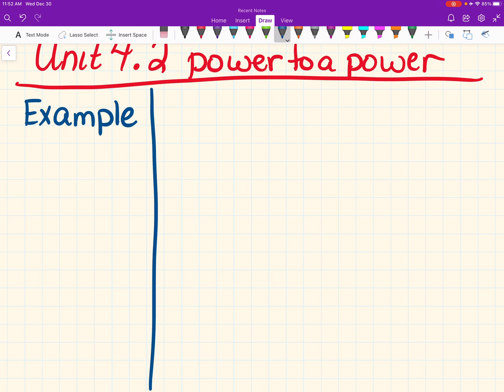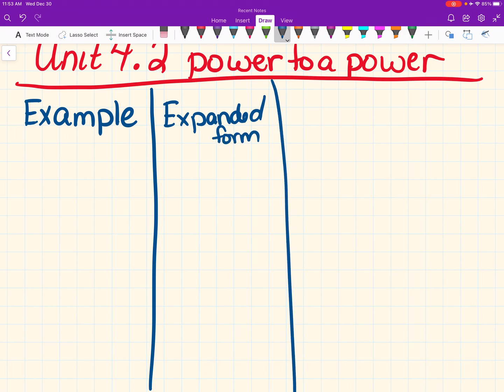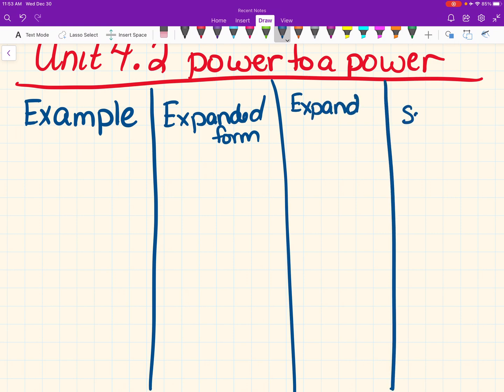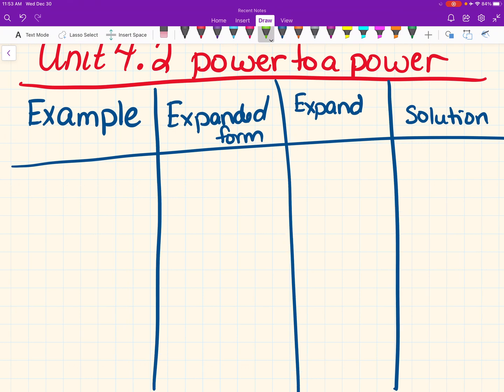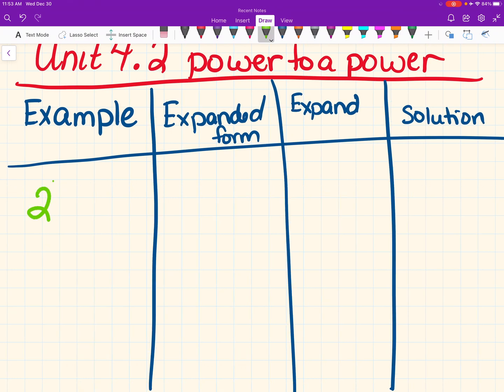So we're going to do the same thing. An example, expanded form. Then we're going to expand it even more. And then we're going to come up with a simplified solution, okay? So it's kind of what we did before, but we need to come up with a different rule this time, okay? So for example, if we have 2 to the 3rd power and then parentheses raised to the 4th power, let's think what that means.